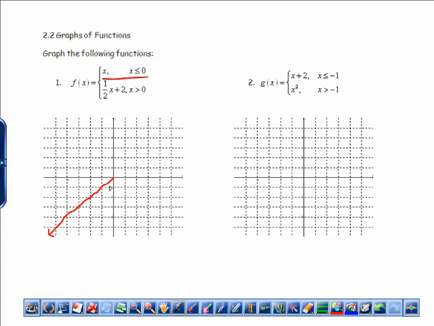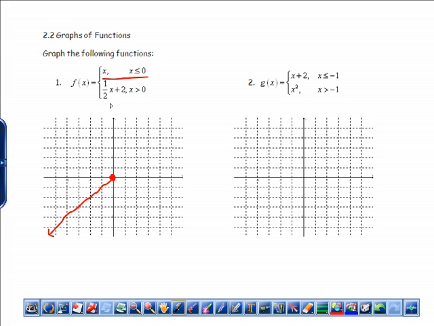Now, when you learned this in pre-AP Algebra 2, you probably graphed the whole thing and erased what you didn't need. And that's fine. For the more difficult piecewise functions, I'll even do that. For this one, just graph the piece you need.